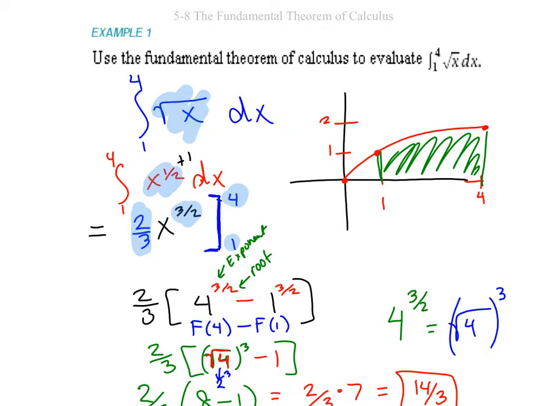By the way, if you want to see it graphically, it would be this area right here at the beginning. It's a radical function, and then we only want it from 1 to 4. So this is the only area we care about.